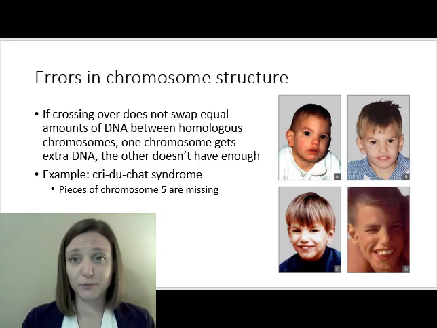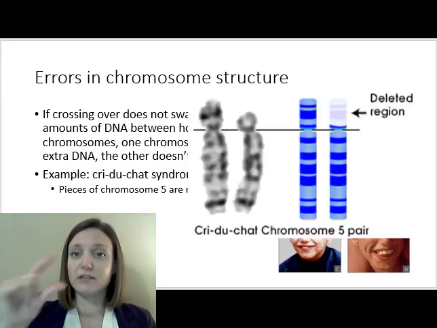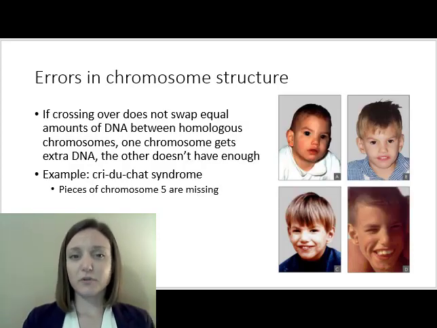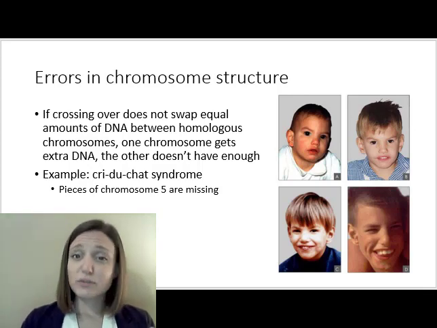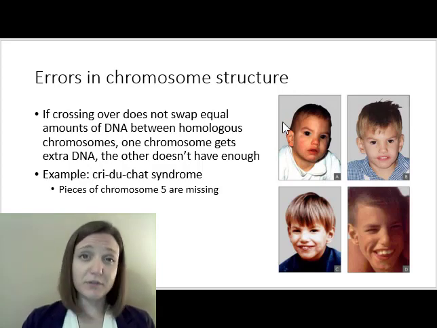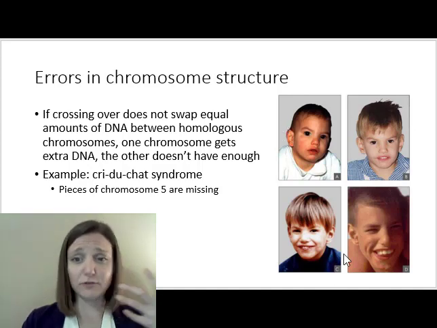Oftentimes it is fatal. One example of these errors in chromosome structure involves chromosome number 5. During crossing over, parts of chromosome 5 are deleted, so chromosome 5 is shorter than it would typically be. This causes a syndrome known as Cri-du-Chat syndrome, which translates to cry of the cat. It's characterized by intellectual disability, delayed development, smaller head size, low birth weight, oftentimes weak muscle tone in infancy, and other distinctive facial features.